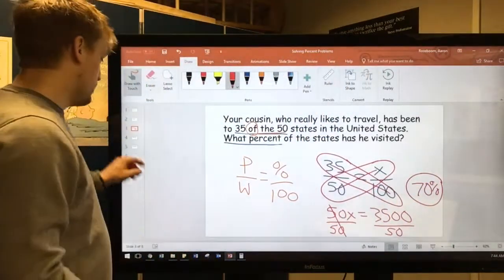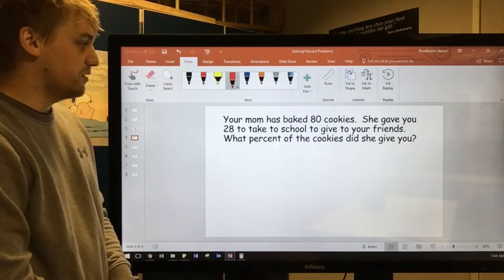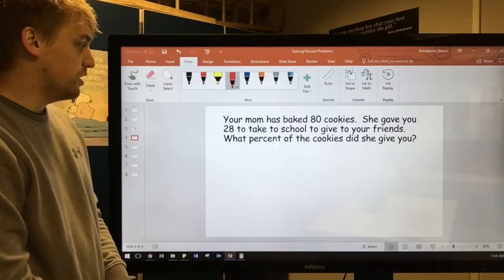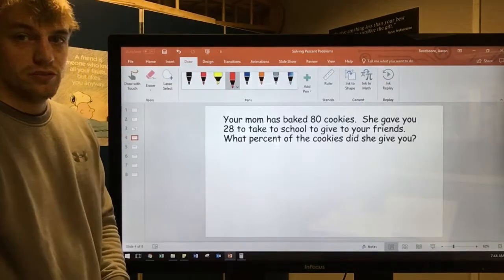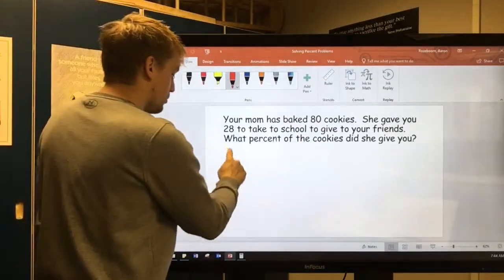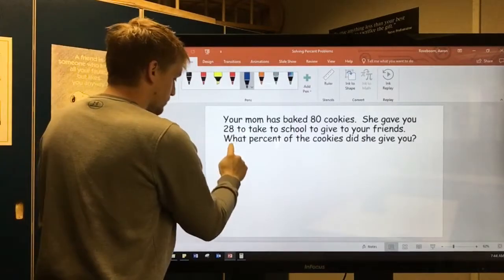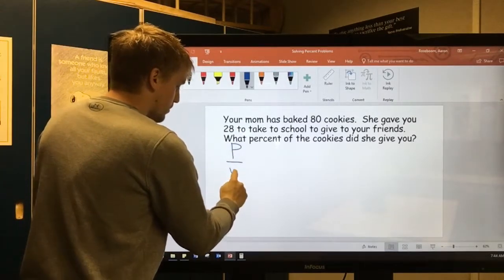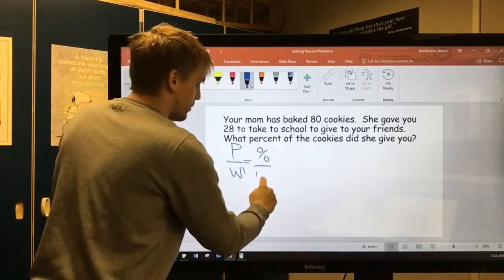Okay, let's try another one. Your mom has baked 80 cookies. She gave you 28 to take to school to give to your friends. What percent of the cookies did she give you? So we'll do the part, whole, percent over 100.